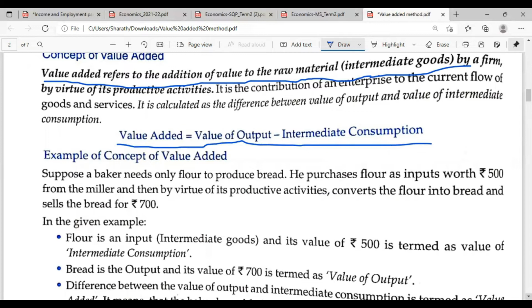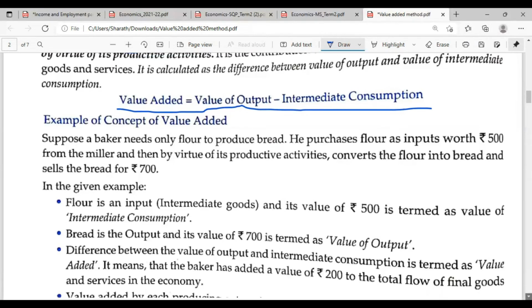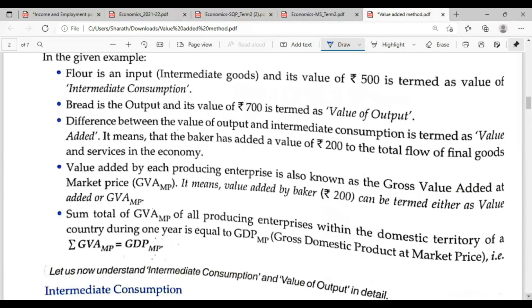Could you tell me what is the value added over here? Yes, you can take this formula. Value added is equal to value of output, that is 700, minus intermediate consumption, 500. 700 minus 500, so value added is 200 rupees. So this is how we are going to calculate the value added. Just remember the formula: value added is equal to value of output minus intermediate consumption.